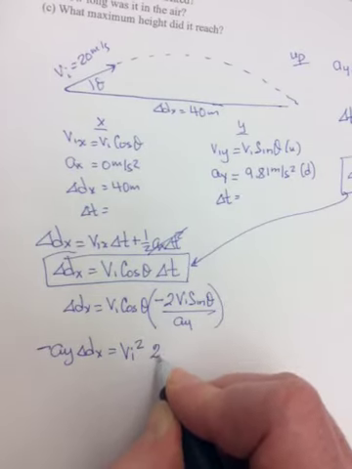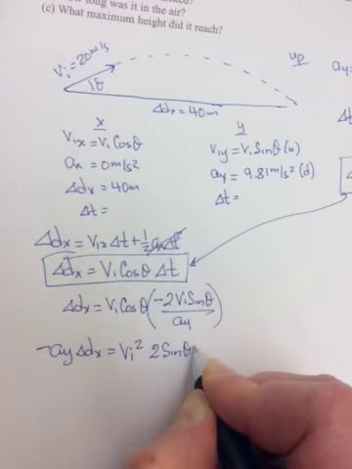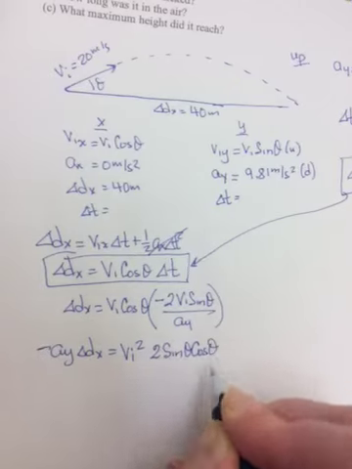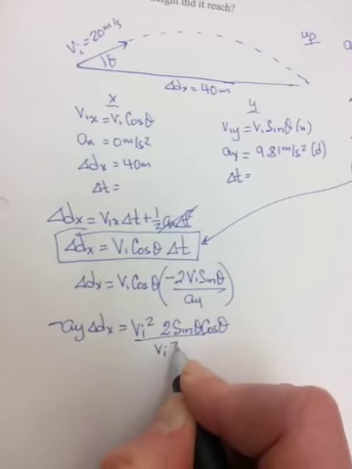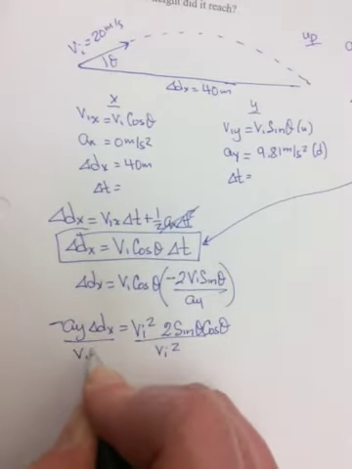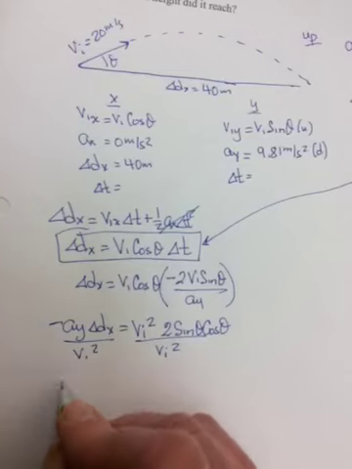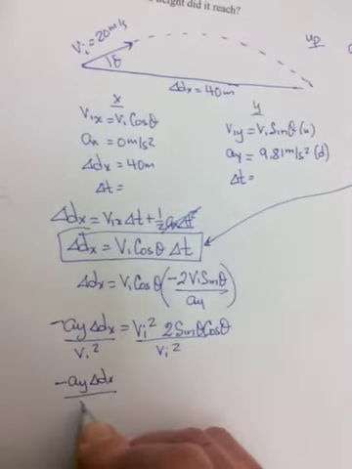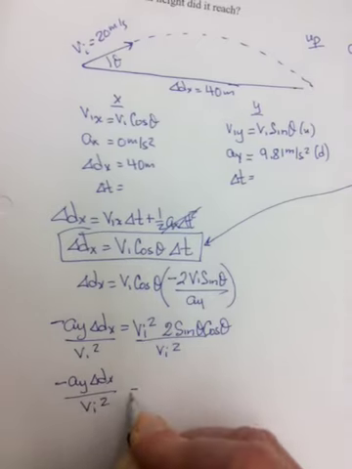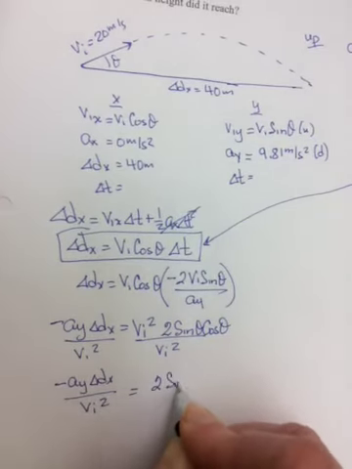And then I'm left with 2 sine theta cos theta. Man, that sounds awfully familiar. Divide both sides by VI squared. Why? Because I want to. So I have AY delta dx over VI squared is equal to 2 sine theta cos theta.